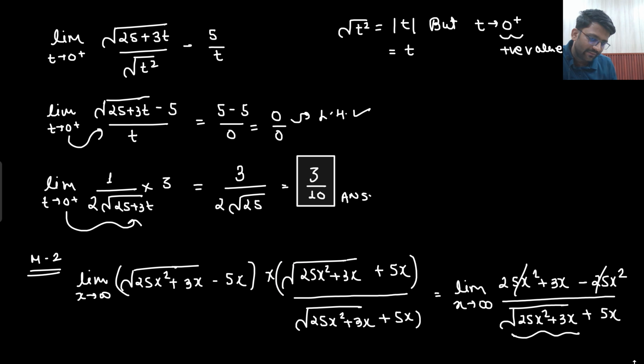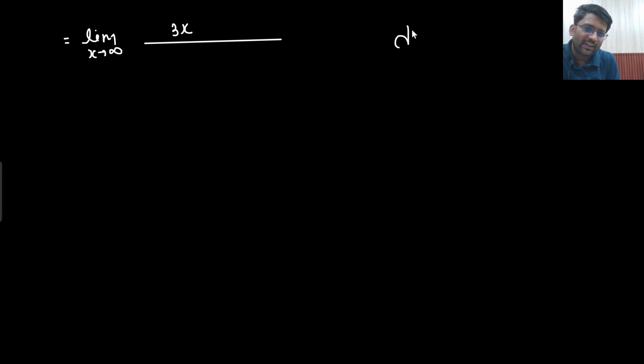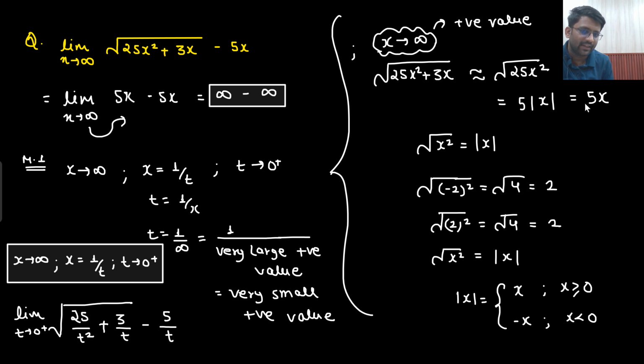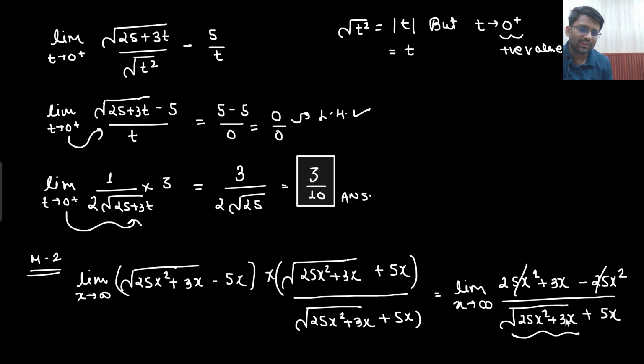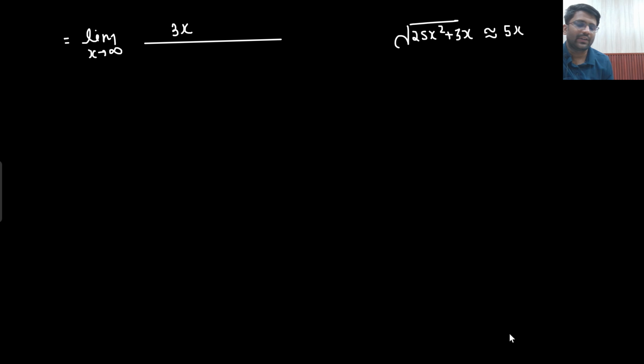Sir, you will understand one thing, that under root 25x square plus 3x can be approximated to 5x. Why is that so? Because x is tending to infinity. Where have we seen this? Here we have seen this. The 25x square plus 3x could be approximated to under root 25x square. That could be approximated to 5 mod of x. And since x is tending to infinity, which is a positive value, it could be approximated to 5x. So this value could be approximated to 5x. So now 5x plus 5x will become 10x.